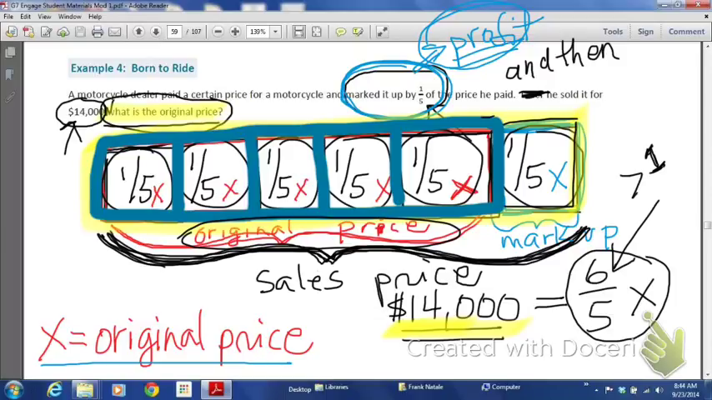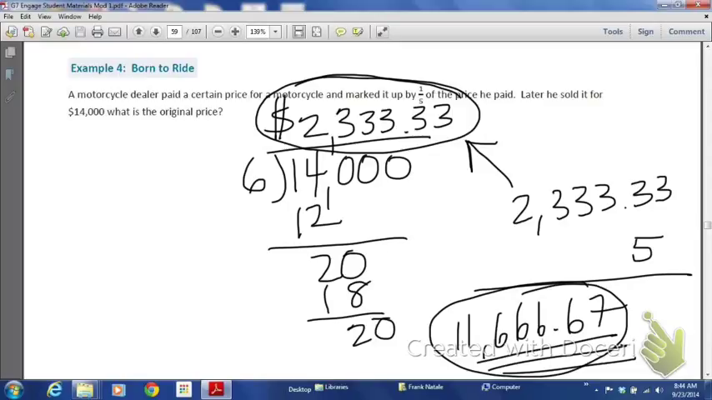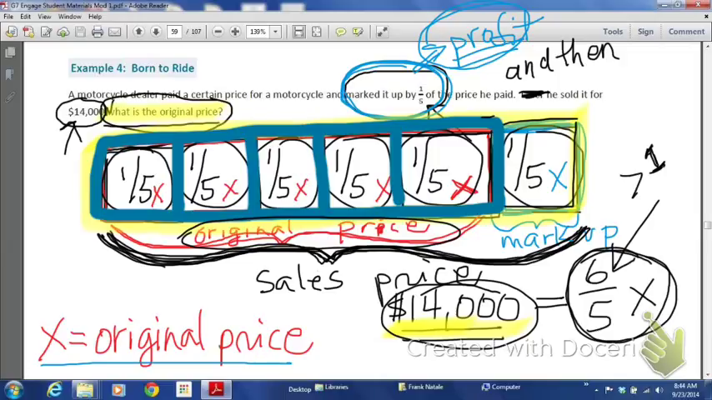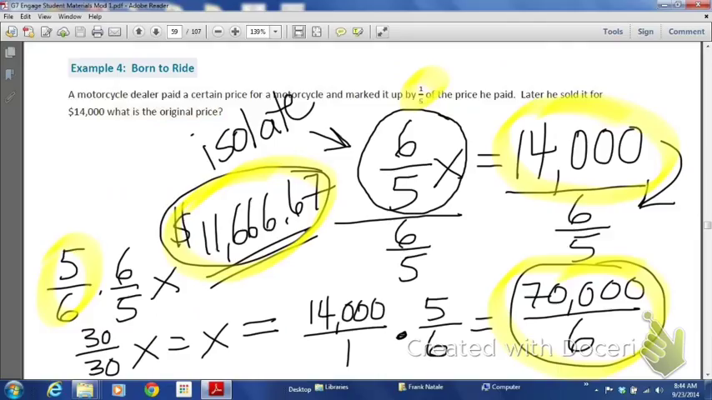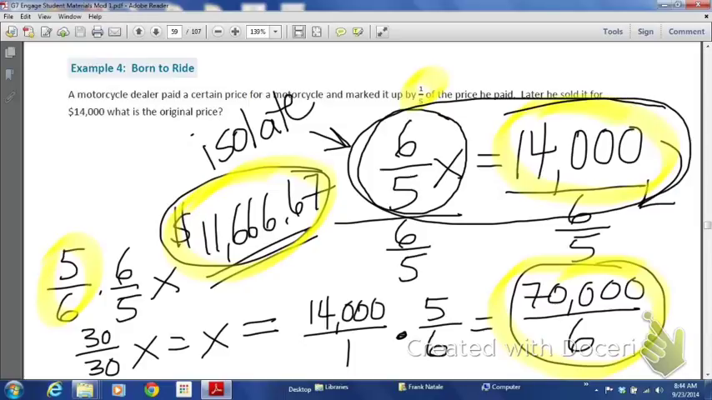Because we have the whole, we have the parts, and then we just did that division, and we got that, and then multiply that by how many we were interested in, which was 5 of those fifths, because that was the original price. You could do it that way, or you could have done it this way. You could have just done your algebra, made your equations, 6/5 x equals 14,000, and gone through that. Okay, many ways.